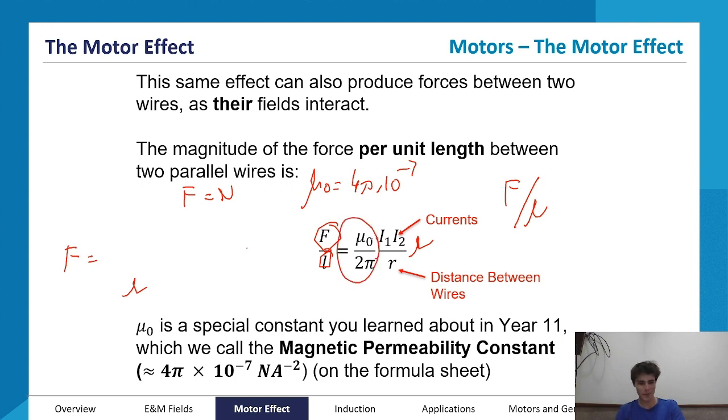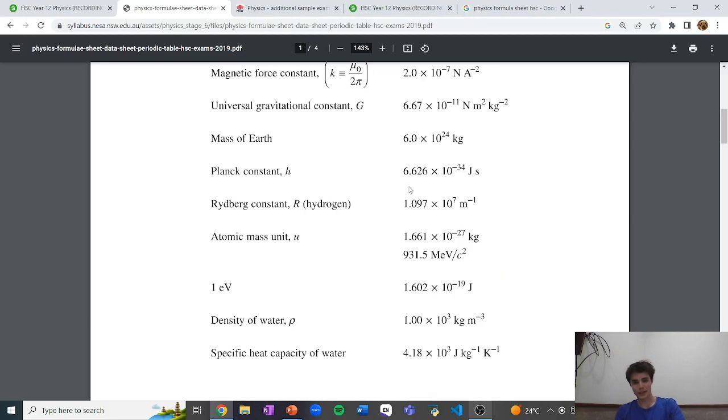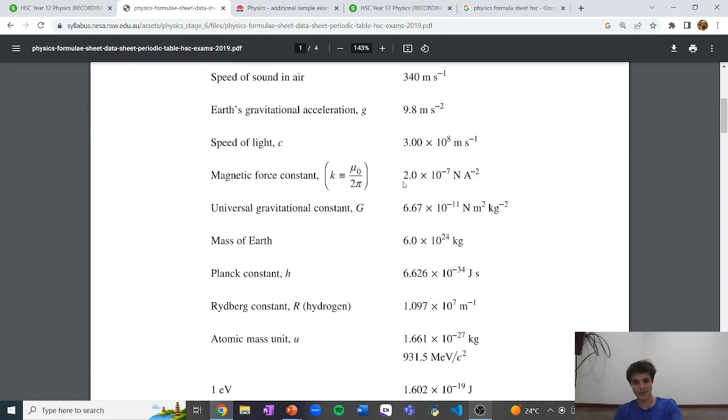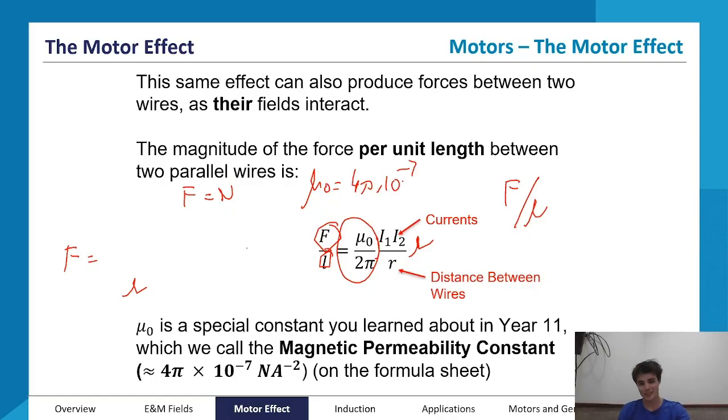However, what this formula sheet has instead is this whole thing, which is mu naught on 2 pi, written as 2 times 10 to the negative 7, which is what you get if you divide 4 pi times 10 to the negative 7 by 2 pi. You end up with just 2 times 10 to the negative 7 instead. So it ultimately means the same thing. When you combine it together, it just gives you 2 times 10 to the negative 7.